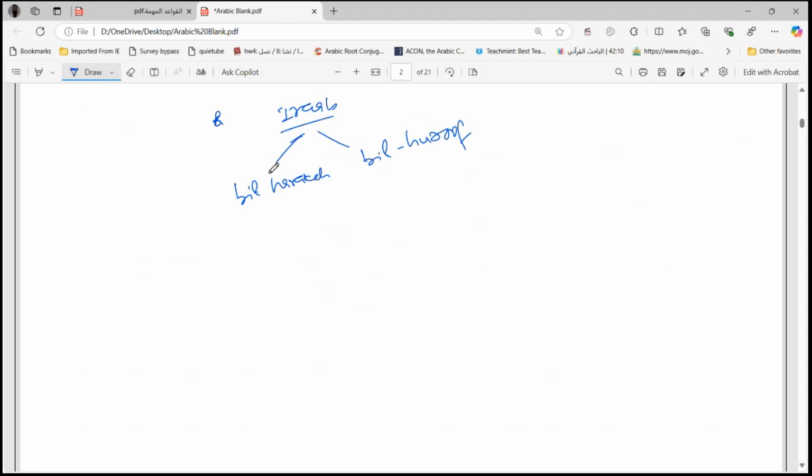Either you call it primary or secondary. Primary harakat are always bil haraka, and secondary alamat normally are bil huruf. Now, after having known this, we need to understand the i'rab for rafa, nasab, jar and jazm.